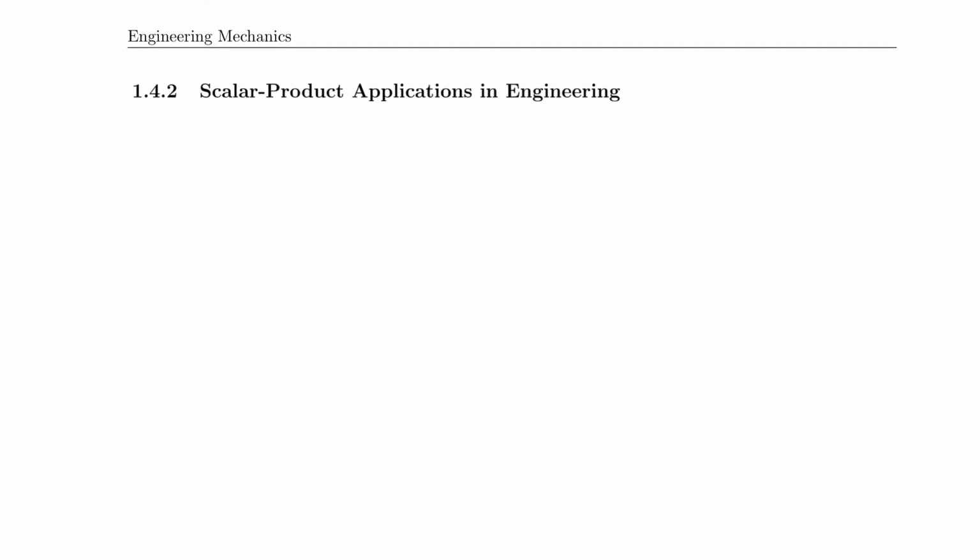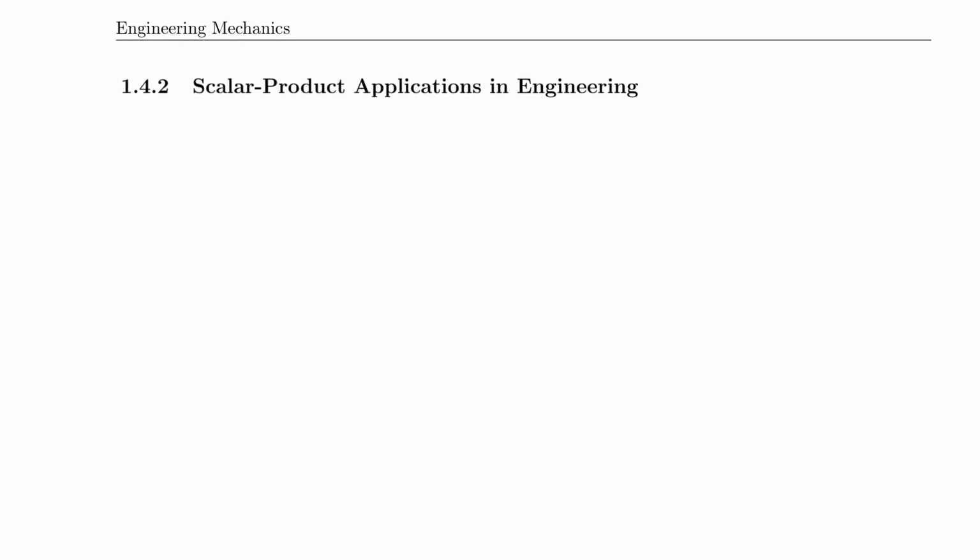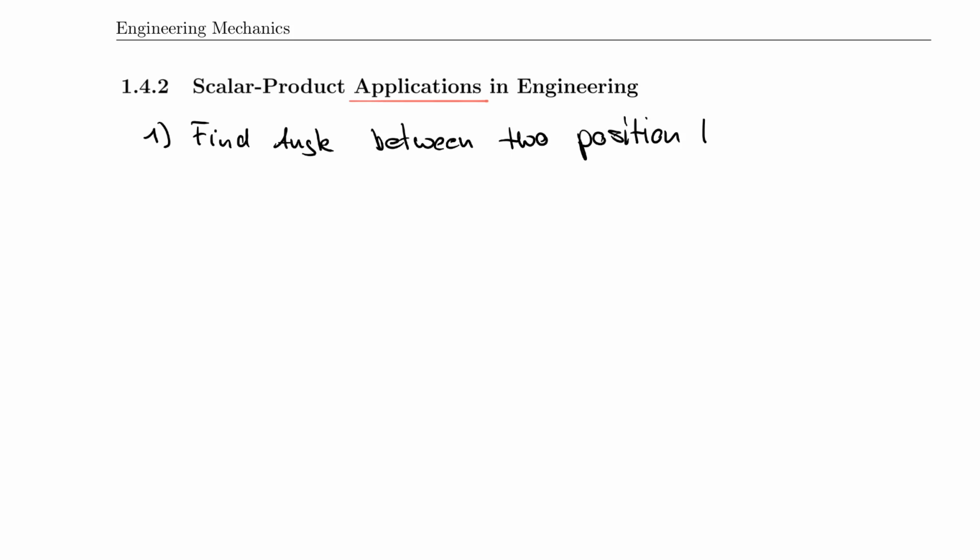So now that we have an understanding of the formula for the scalar product, let's talk about actual applications or use cases here. I want to talk about two very specific ones that usually are applied in engineering. The first one would be to find the angle between two position vectors. And how do I do this?